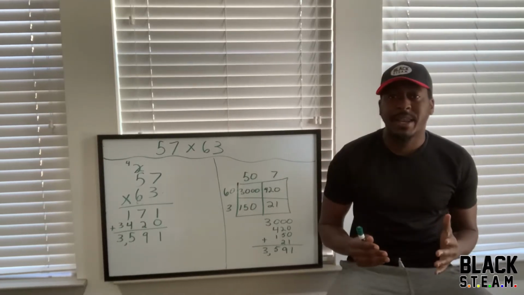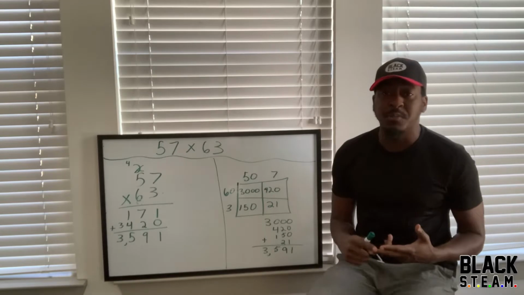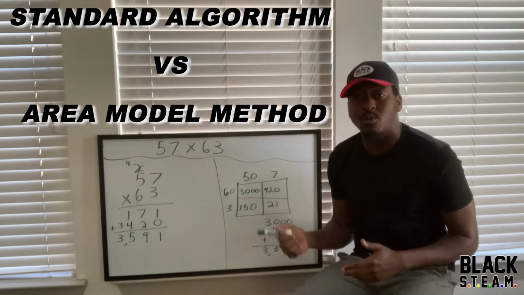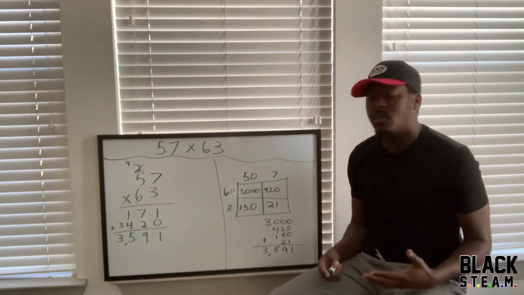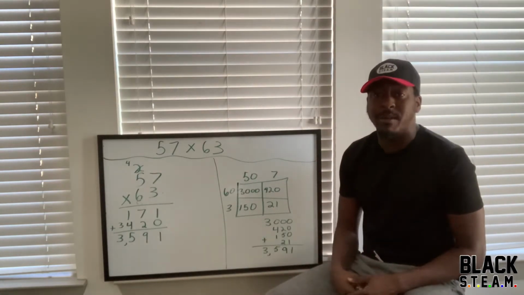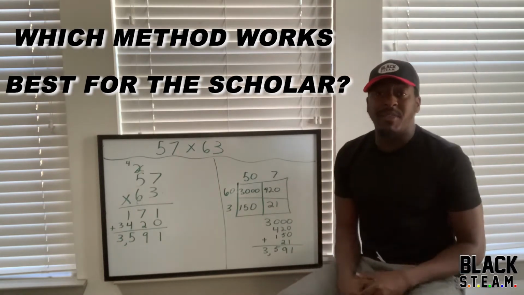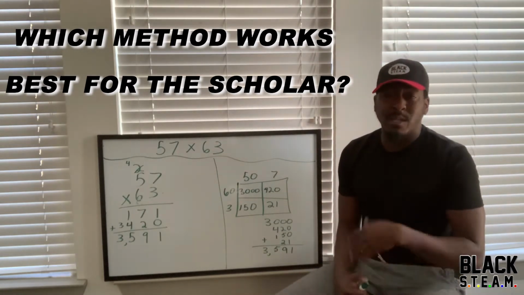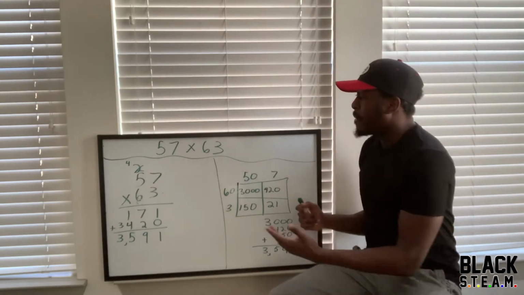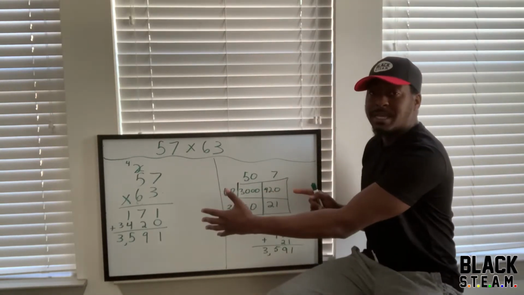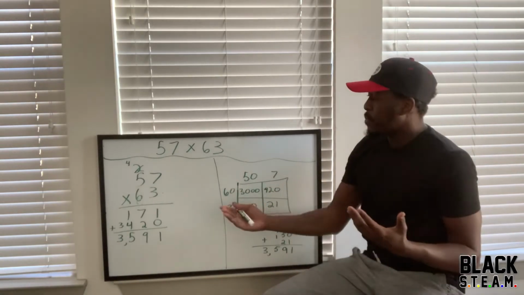Okay, what's up everybody? So I saw a video floating around on YouTube as well as Facebook comparing the standard algorithm to the area model method when multiplying. The point the video was trying to make was that the standard algorithm is much faster and easier, and the area model method is much more difficult, has way too many steps, and takes a long time to complete. I did both of these using both methods side by side, and it took me around the same amount of time.